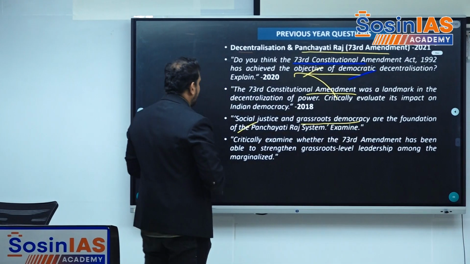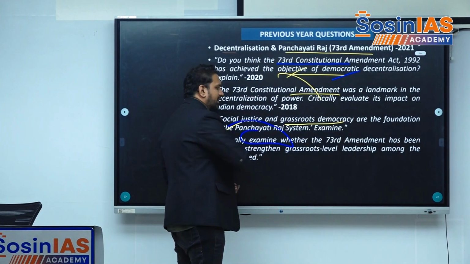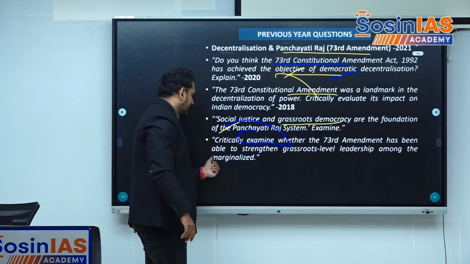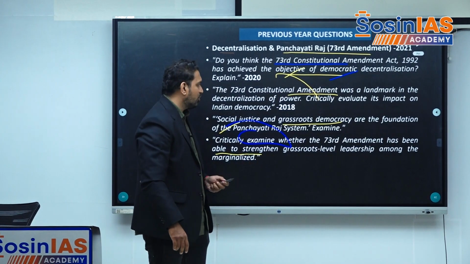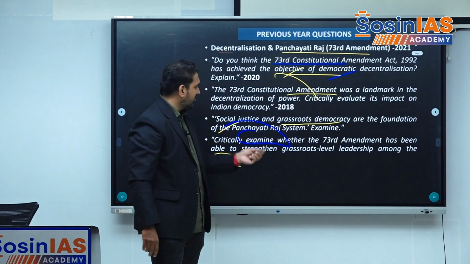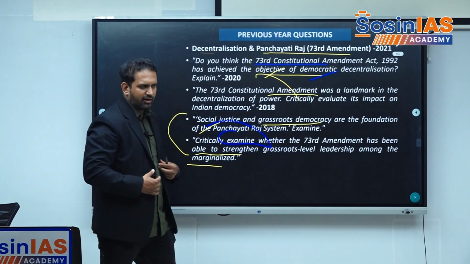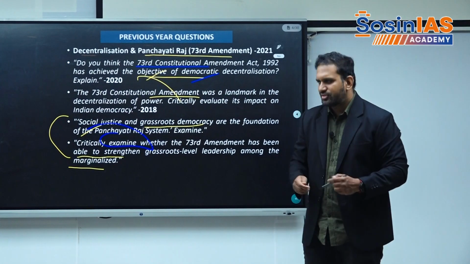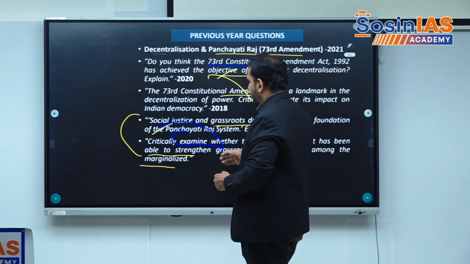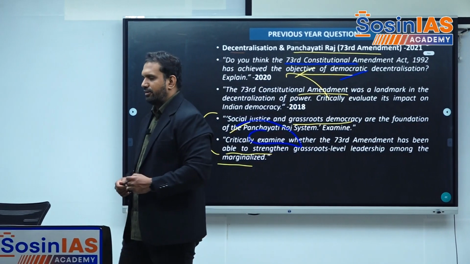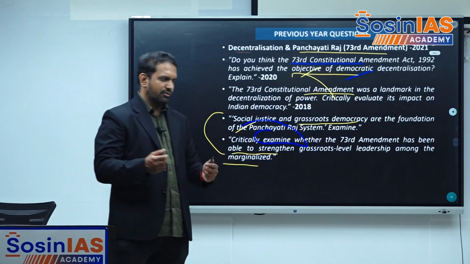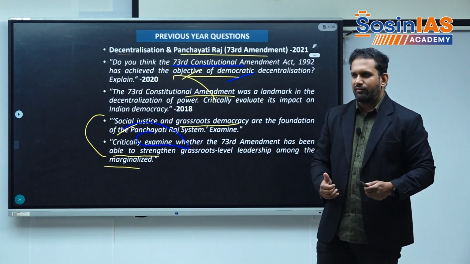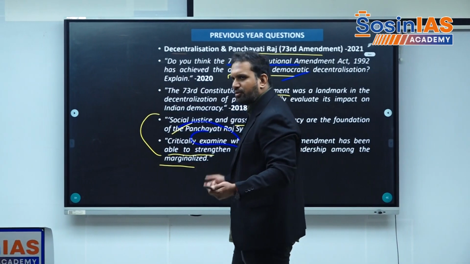Critically, again you see all of them are critical questions. Now here you see that the 73rd Constitutional Amendment has enabled strengthening of grassroots democracy among the marginalized. The same question has been asked again, repeated. In 23 and 24 they have not given any questions on it, so we are not discussing it. But you see that for 2-3 years they have not given one. So next year, 2026, a question will surely be there on it.